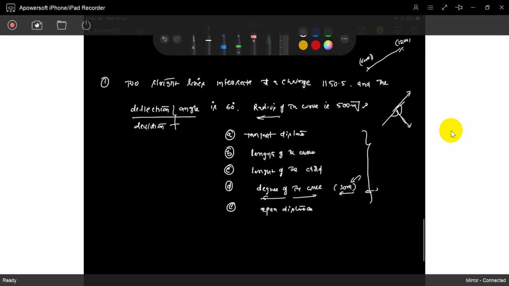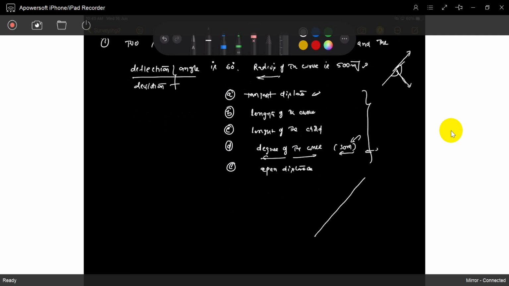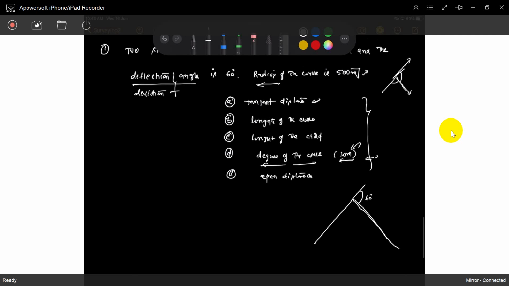So what is the tangent distance? First, what is the purpose? For any problem in any subject, when a problem is given, you have to draw a simple diagram, and based on it you can work out many things. If you draw a simple diagram, you have a better idea. This applies to any problem, not just one subject: structural analysis, surveying, fluid mechanics, RCC, mechanics. So try a simple diagram, that is easy. This deflection angle is 60 degrees.